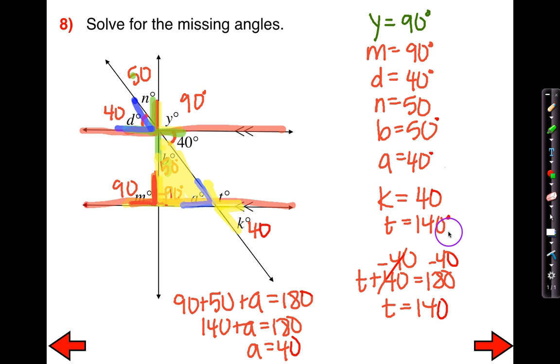So there we have it. And again, there are so many different ways to get the same exact answer, but no matter which way you go, all of these answers should be the same.